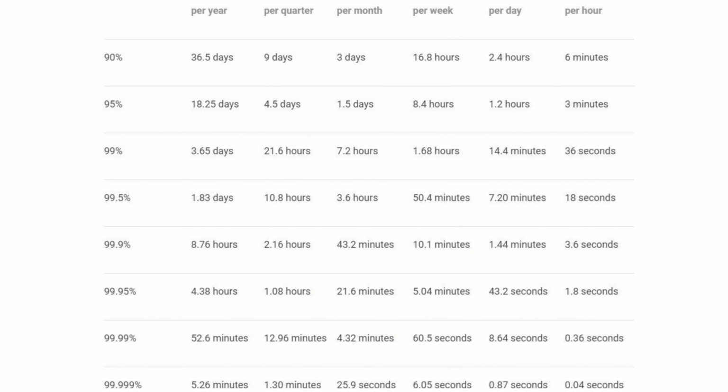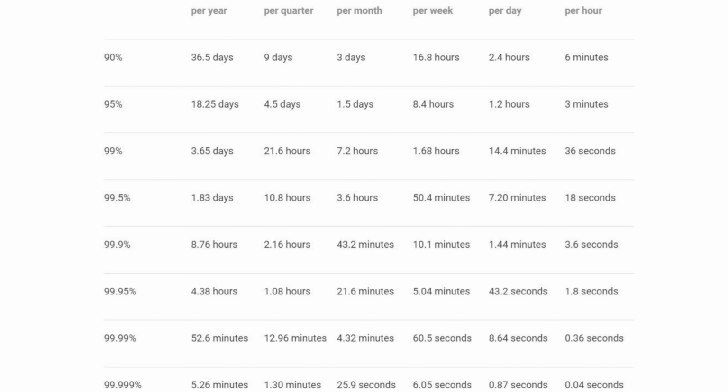A 90% availability equates to 6 minutes per hour. This might seem like a decent availability, but it accumulates to 36.5 days per year. A 95% availability equates to 3 minutes per hour, which accumulates to 18.25 days per year. An online marketplace like Amazon will lose billions of dollars every year, even with an availability of 95%.